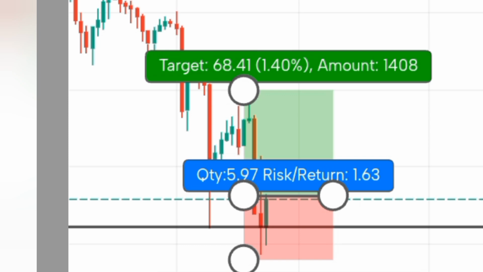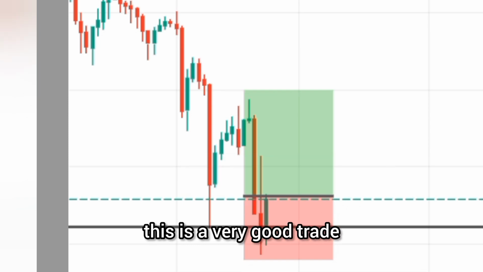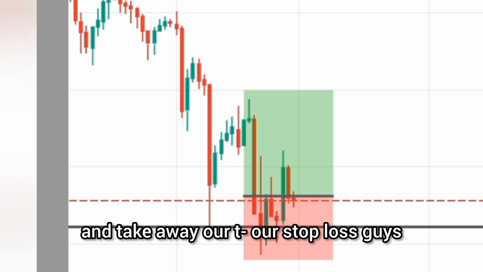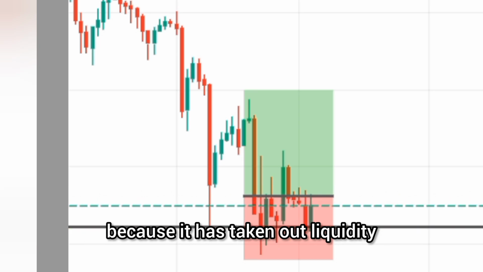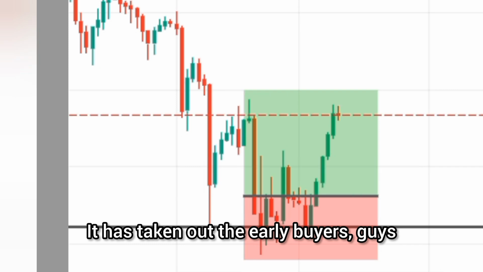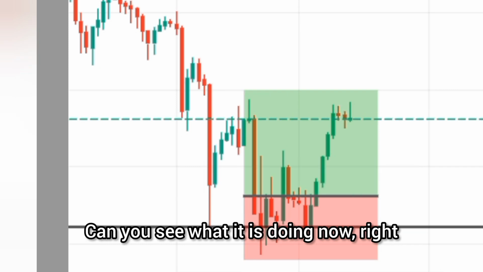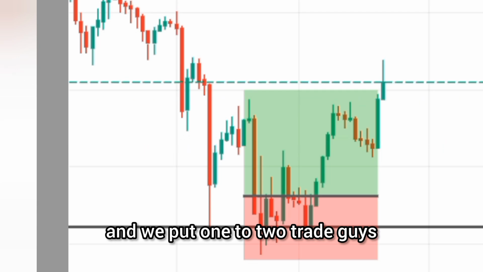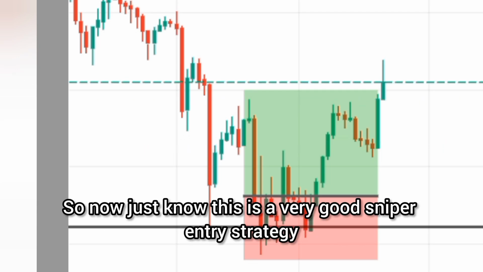Okay, so now this is a very good trade, because there is no way it is going to come and take away our stop loss, guys, because it has taken out liquidity. It has taken out the early buyers. Can you see what it is doing now, right? After us entering our market and putting a 1 to 2 trade, just know this is a very good sniper entry strategy.